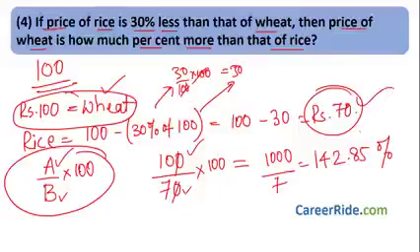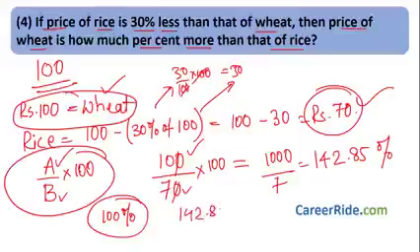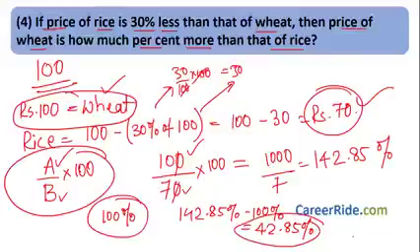Now what they want, they do not want how much is price of wheat in relation to rice. What they want is how much more is the percentage. Generally entire quantity we take it as 100%. 100% is maximum, correct? So how much extra is there? 142.85% minus 100%, that would be 42.85% more. So price of wheat is 42.85% more than price of rice.